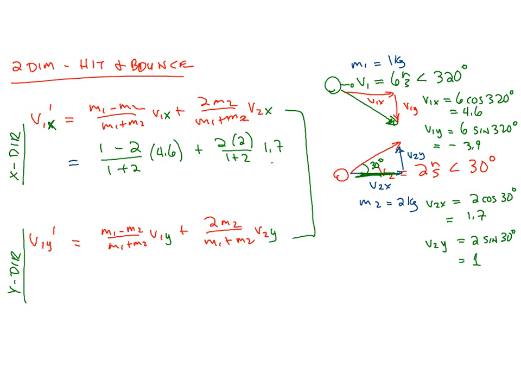And then I want to add to that 2 times 2 times 1.7. And that's all divided by 3. I get 0.73 meters per second in the x direction.